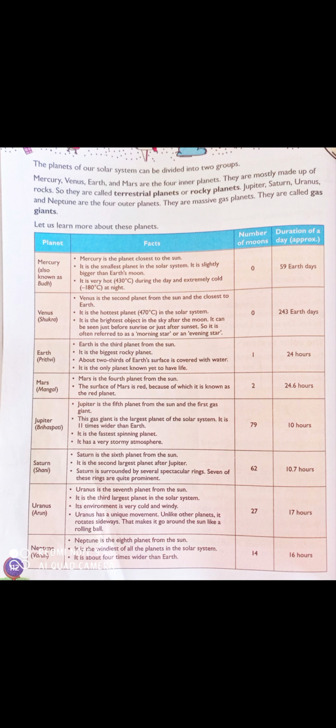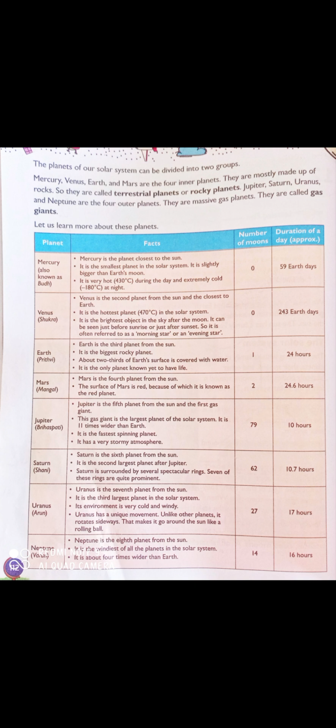Next is Earth, Prithvi. Earth is the third planet from the Sun, and it is the only planet where life exists. It is the biggest rocky planet. It has one natural satellite, that is the Moon, and here the duration of the day is 24 hours.